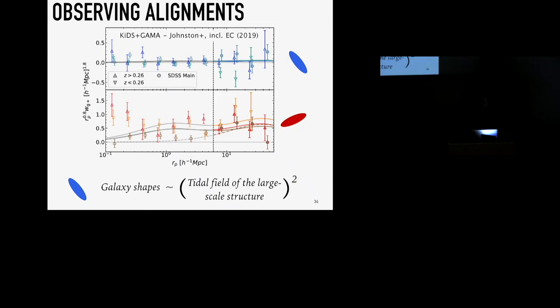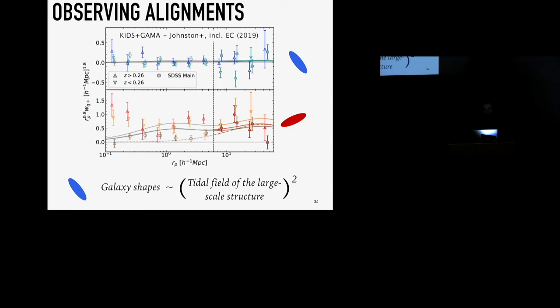So we go after these alignments also in observations. These are results from the KiDS team, again, where you can see that using our lensing data, we can also probe this alignment phenomenon. And we went after the alignment of the red galaxies and the blue galaxies, and we saw that the red galaxies indeed align, consistently with previous results, and we derived some constraints that are useful for future surveys. But we also see that the blue galaxies don't align, so we don't have any alignment here. All these points are consistent with zero.